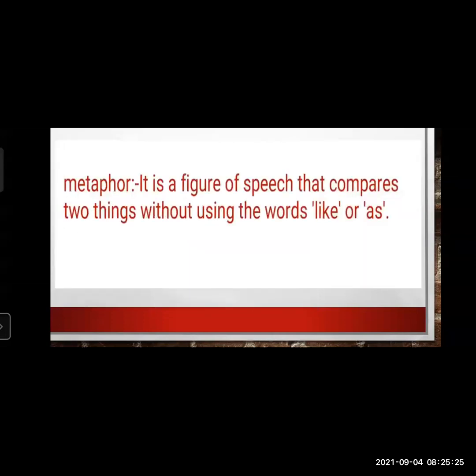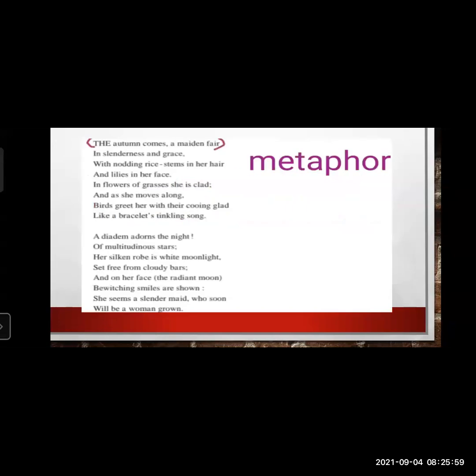Then next we have to see what is meant by metaphor. Metaphor is a figure of speech that compares two things without using the words like or as. This is an indirect comparison between two things, and so in this poetic device there is no use of like or as. So let's see where the poet used the metaphor in the poem.